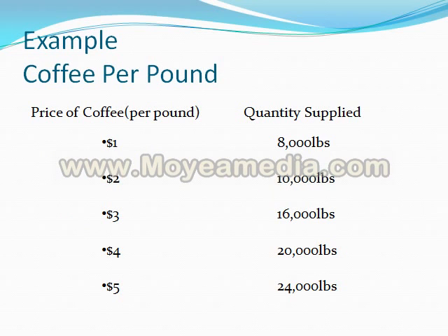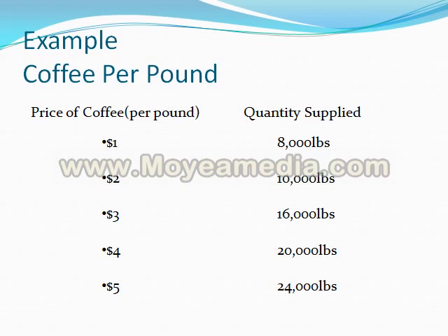Now, for example, here's a supply schedule of coffee per pound. The price of coffee per pound starts out at $1. At $1, the quantity supplied by the producer is going to be 8,000 pounds. It's not a lot of money, so he's not going to supply a lot. If you increase that price per pound of coffee to $2, he's going to say, okay, I'll supply 10,000 pounds of coffee beans.